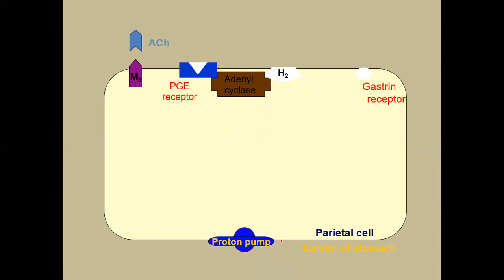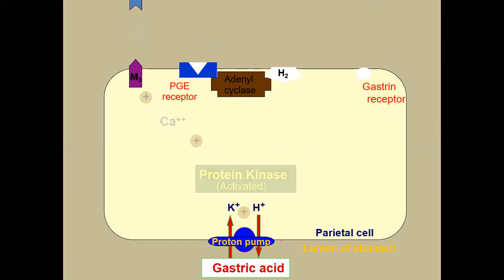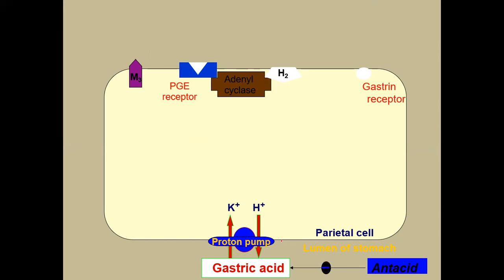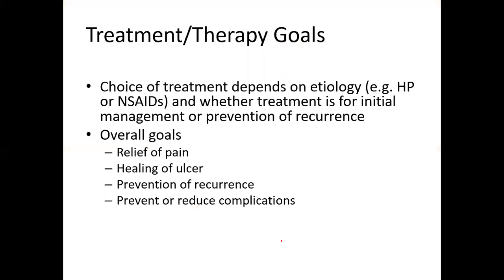Talking about acetylcholine, it binds to the muscarinic receptor, the M3 receptor present here. This M3 receptor releases calcium. This calcium binds to protein kinase. Protein kinase gets activated, and there is activation of the proton pump, leading to secretion of gastric acid. So antacids bind to this particular gastric acid. Ranitidine, or H2 antihistaminic drugs, bind to this H2 receptor. We have omeprazole acting on the proton pump, misoprostol binding to the prostaglandin analog receptor, having a positive impact. We have proglumide, which binds to the gastrin receptor.